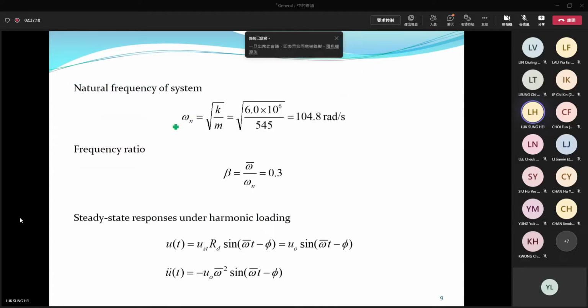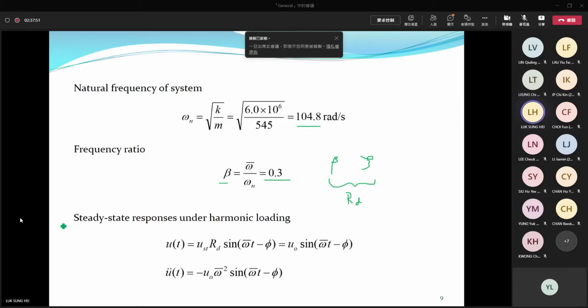Natural frequency, we have stiffness, we have mass, so you can calculate natural frequency, 100 something. Seems a big number. Frequency ratio, beta. Beta is equal to the exciting frequency over natural frequency, approximately 0.3. If you know beta, if you know the damping ratio, then now you can calculate the dynamic magnification factor, RD. There is a long formula for RD, right? Square root something.